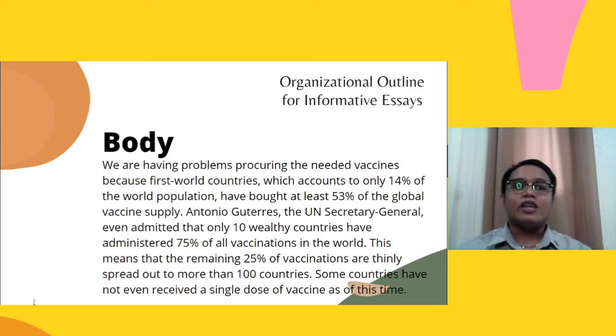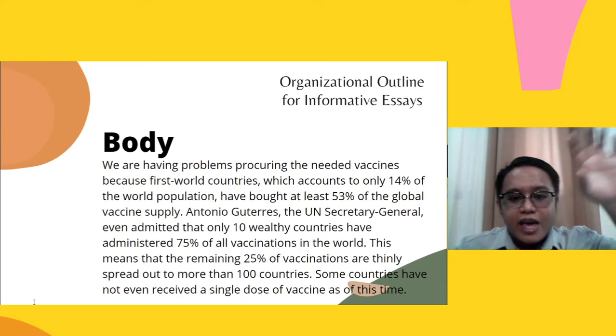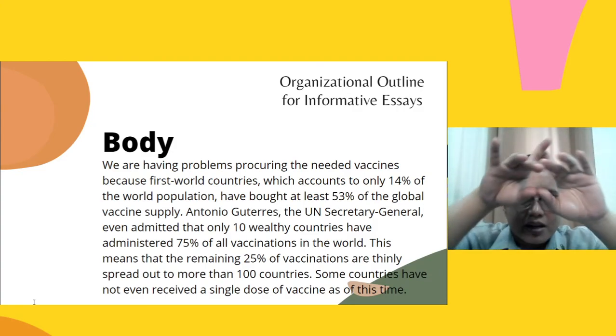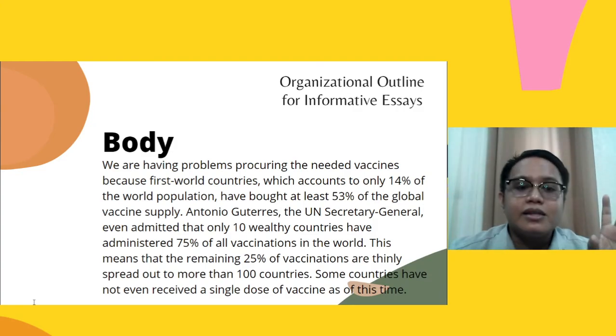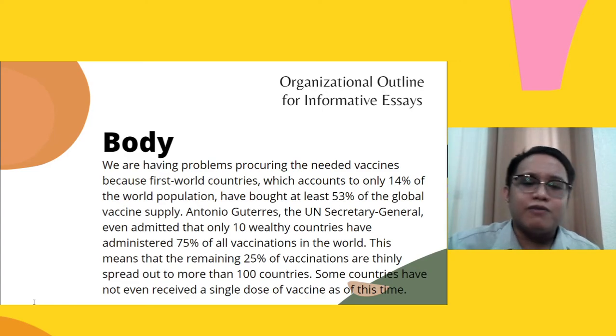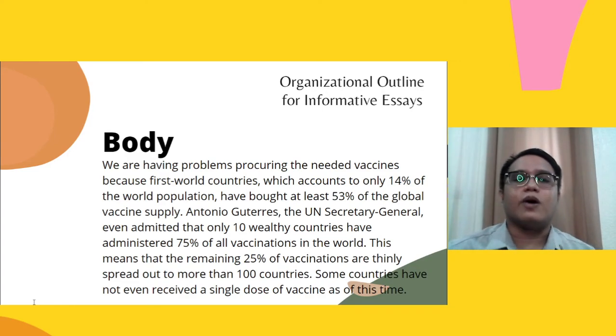So, you saw that the first sentence is the claim, the second sentence is the supporting evidence, and the third and fourth sentences are my explanation. You can pause it if I read it too fast. You can pause the video, you can try to read it again. Okay? But this is how our body should go.